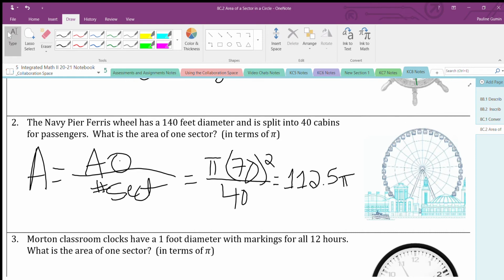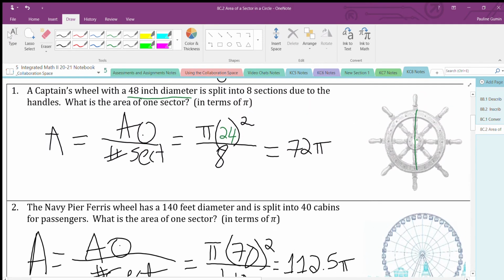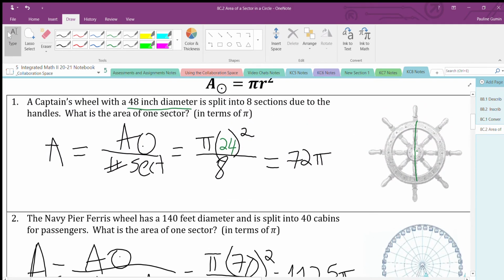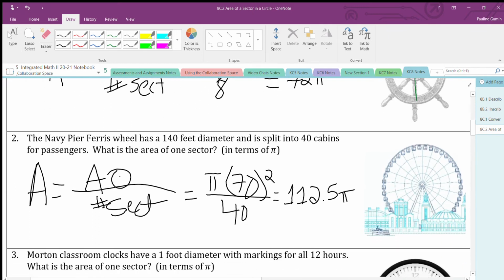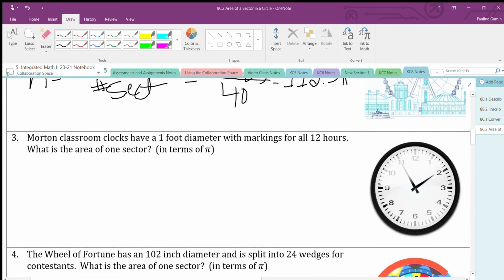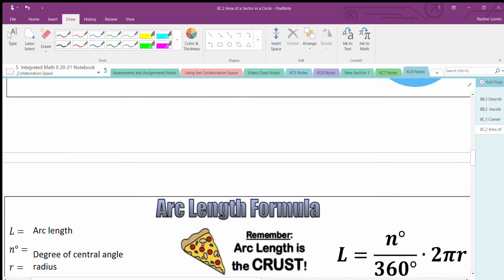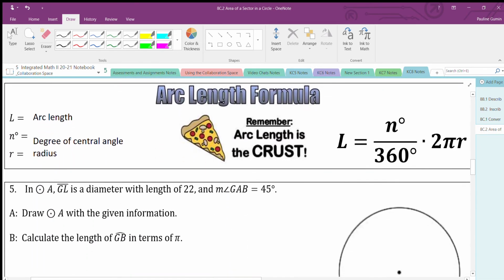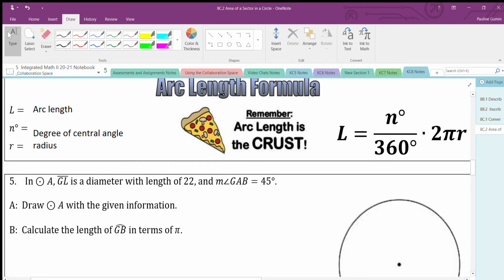So that's a couple of problems to finding the area of our sector. And I think that's something that, just in general, in theory, is something you're familiar with. You find the area of the whole and divide it by the number of pieces. Now let's take a look at the arc length formula. This is the arc length formula.